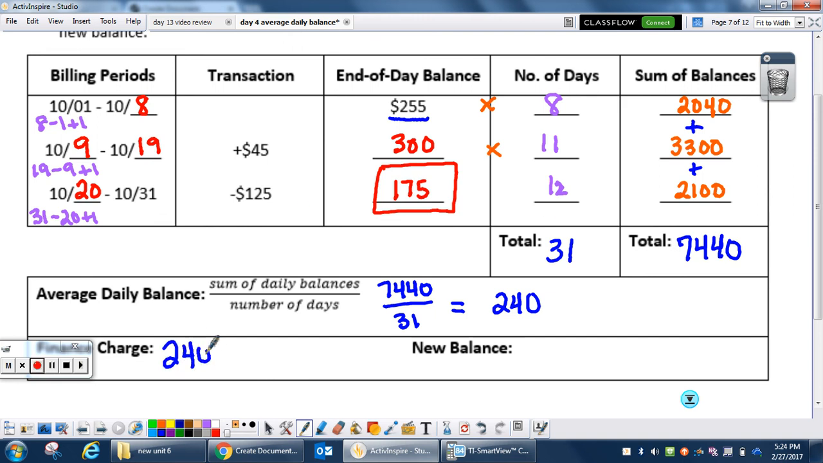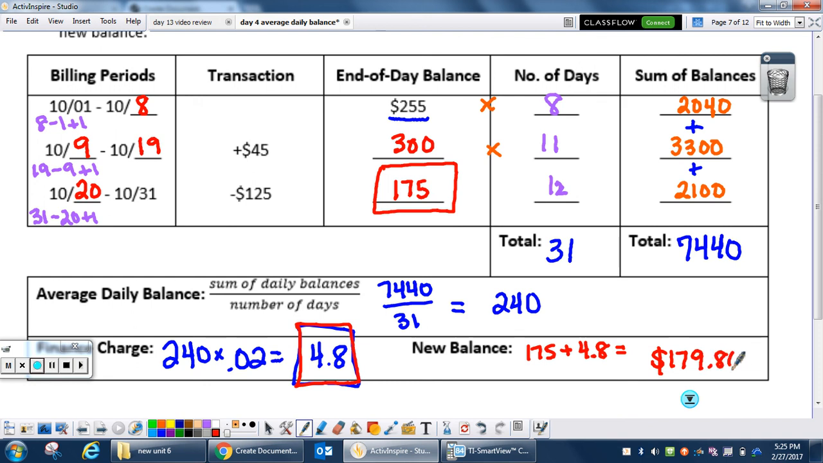So 240, I believe they said our rate was 2%, which means we multiply by 0.02 and we get $4.80 worth of fees we're going to have to pay. So those 4.8 and 175 are the two most important numbers on here because those are the ones you have to pay. Okay? So that gets you to a total of $179.80. Hopefully I didn't make too many mistakes, but a lot of you catch them as we go on.